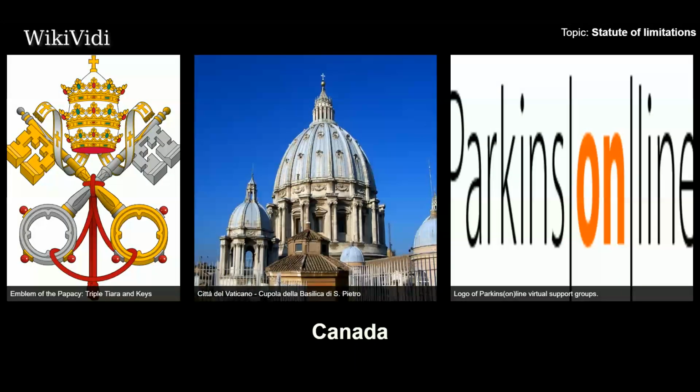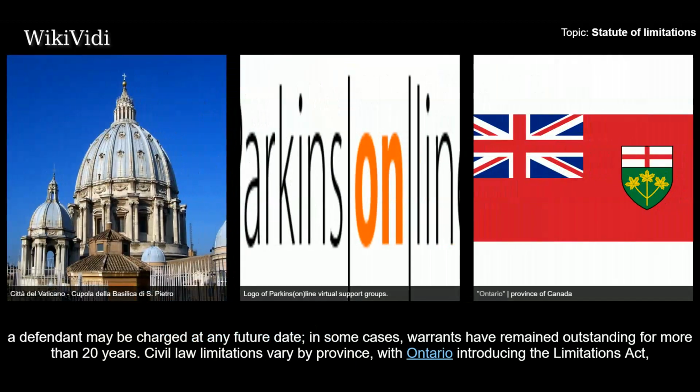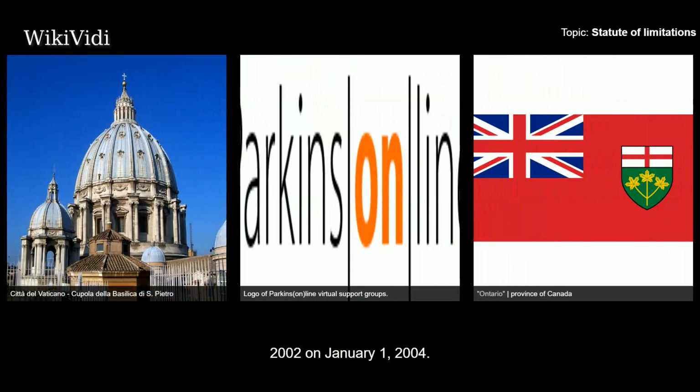Canada. For crimes other than summary conviction offences, there is no statute of limitations in Canadian criminal law. For indictable offences such as major theft, murder, kidnapping or sexual assault, a defendant may be charged at any future date. In some cases, warrants have remained outstanding for more than 20 years. Civil law limitations vary by province, with Ontario introducing the Limitations Act 2002 on January 1, 2004.